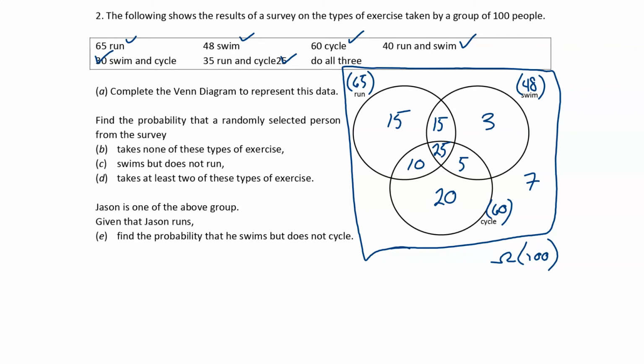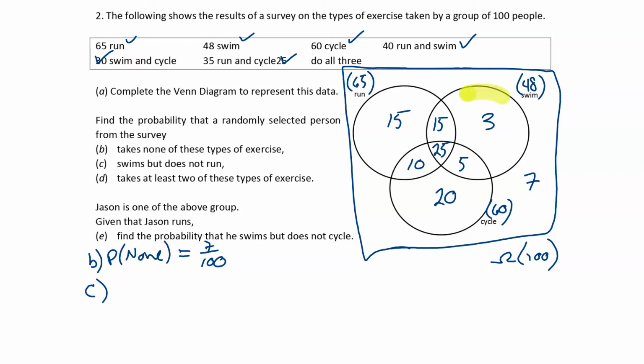Now we're asked to find the probability that a randomly selected person from the survey takes none of these types of exercises. So the probability that they do none of them, that is our group of 7 people over here. So the probability of somebody doing none is equal to 7 out of 100. C asks us what is the probability that they swim but don't run.